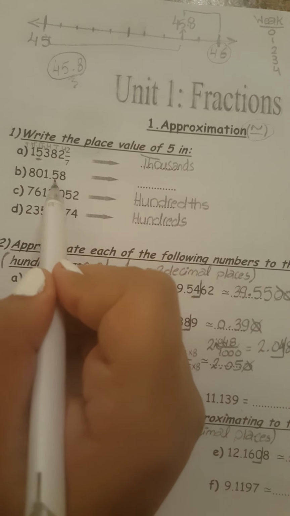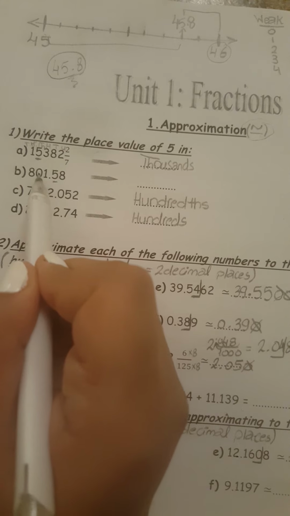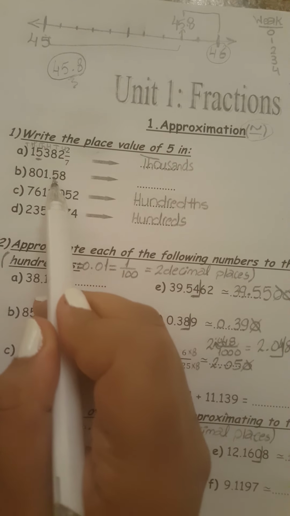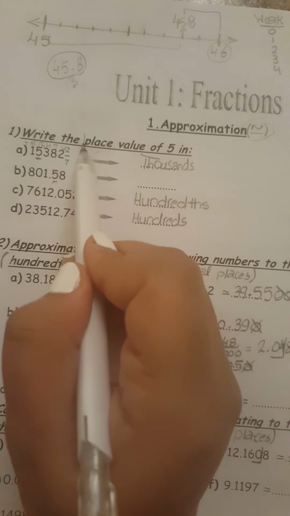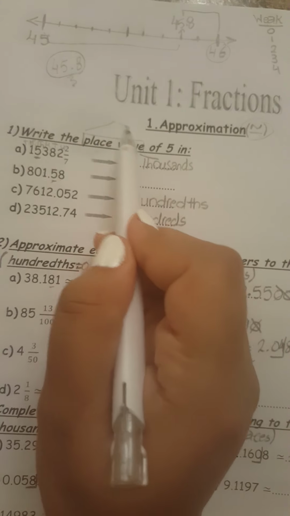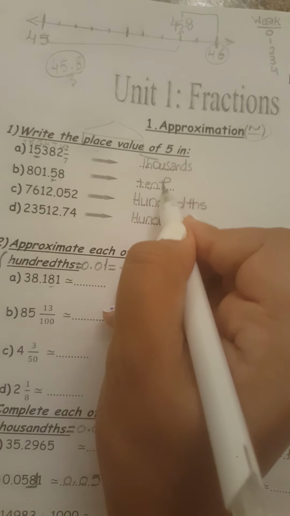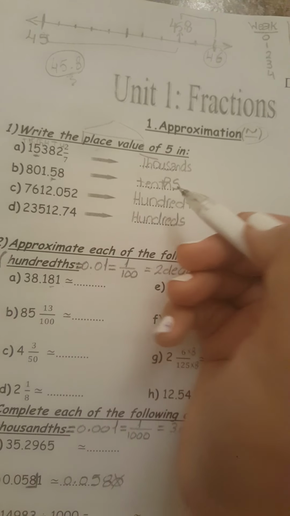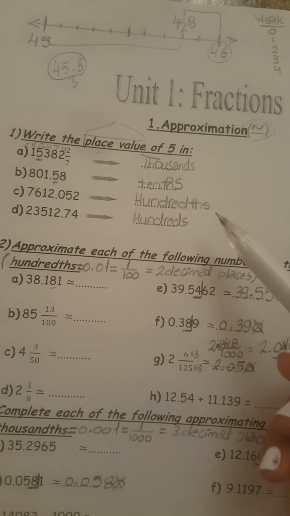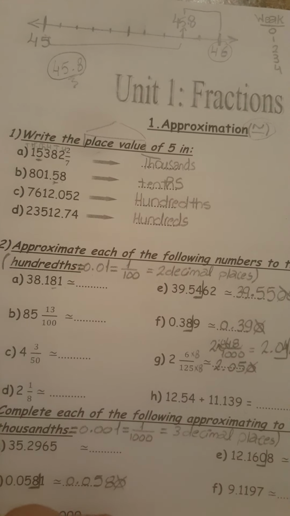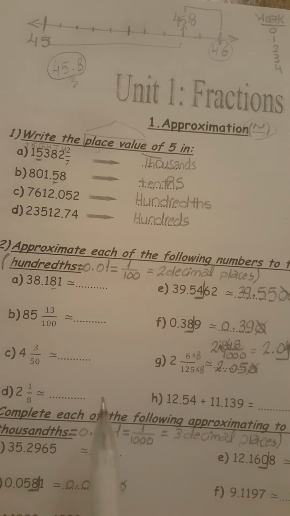Here, where is the 5? Here it is. This is units, tens, hundreds. And here, this is tenth, hundredth. So the place value, we remember that place value means the house. The 5 here is tenth. Okay? And try the rest by yourself and check it. Okay? Let's move to question 2.